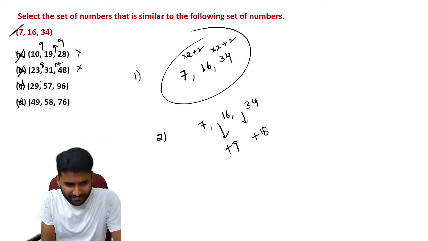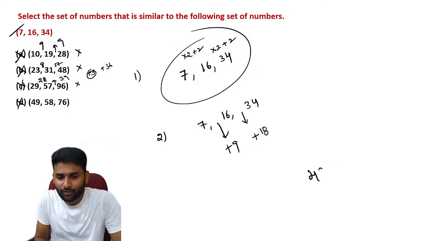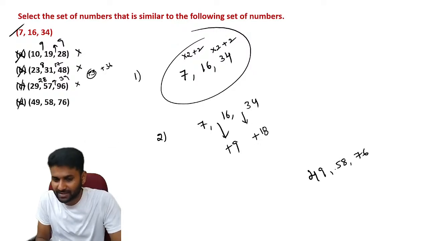29 and 57, if you go through that, the difference is 28 units. Here the difference of 96 and 57 plus 3 is 36. Then the total difference is 39. It also does not follow the condition. So definitely 49, 58, 76 satisfies our condition, guys.